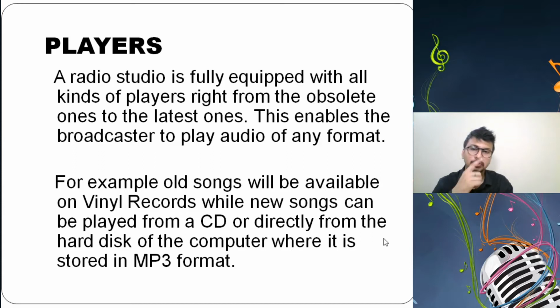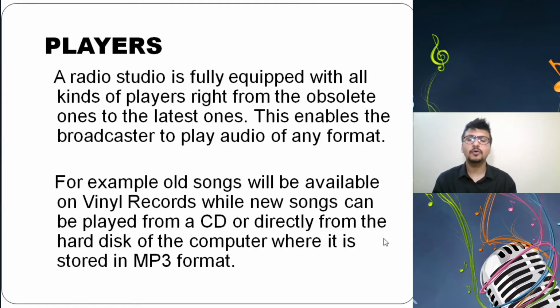Players. A radio studio is fully equipped with all kinds of players, right from the obsolete ones to the latest ones. Studios have each and every player and the software. This enables the broadcasters to play audio of any format. Many times it happens you are playing sound of the late 70s, 80s and 90s, and you have the track in your library, but it is not in digital form. That might be in mini DV, DVC Pro cassette or in Beta.